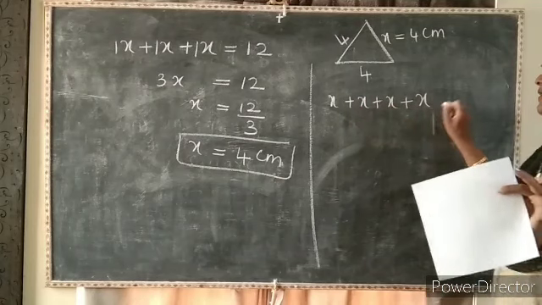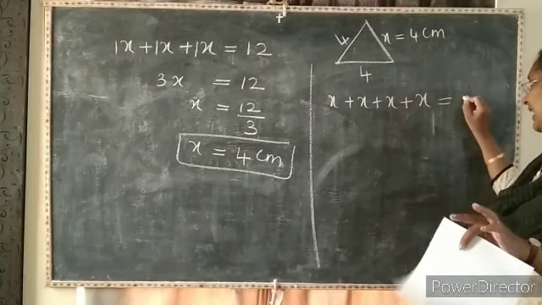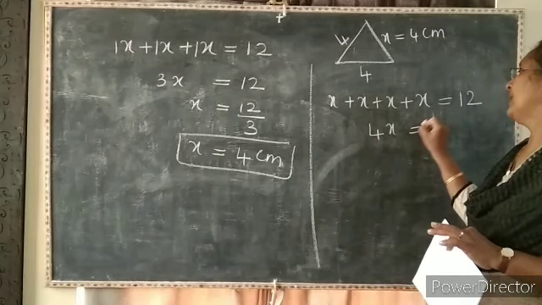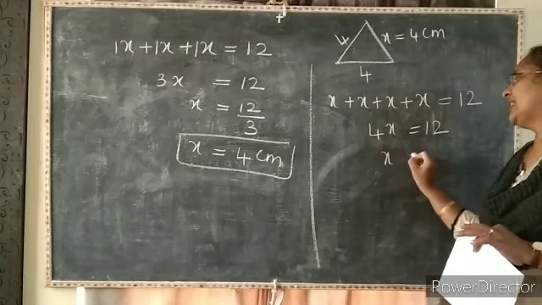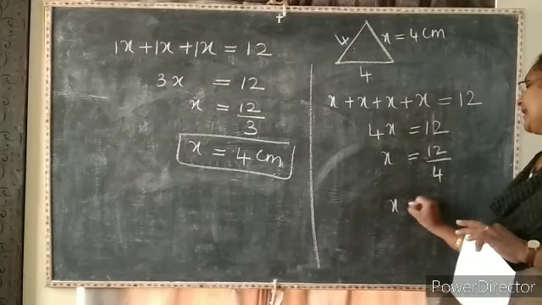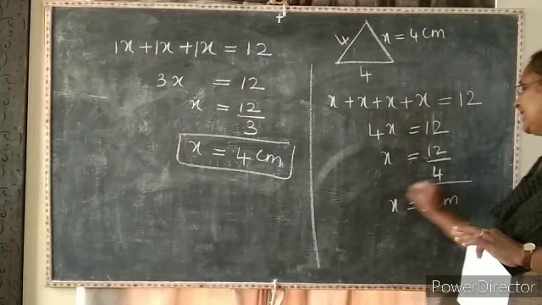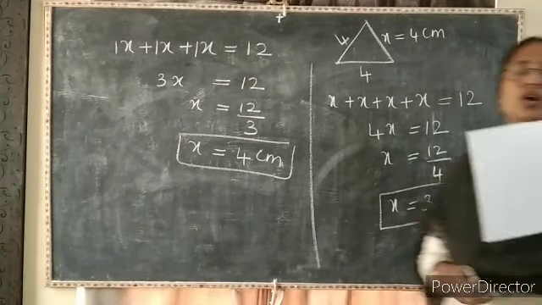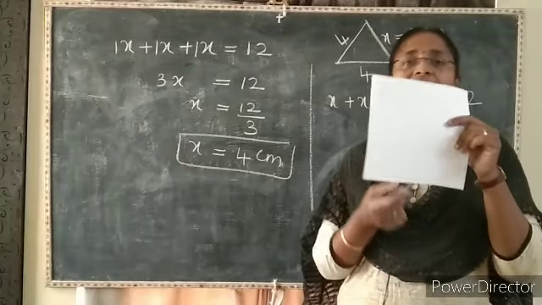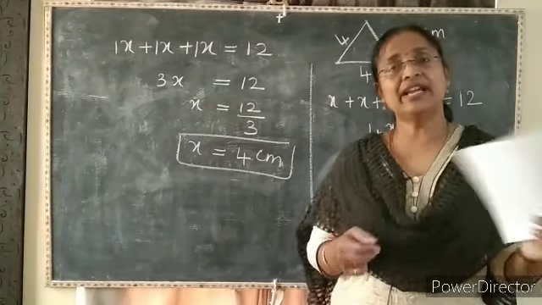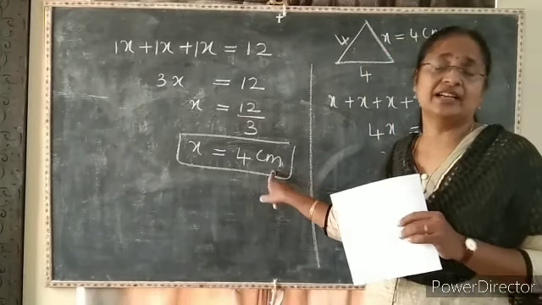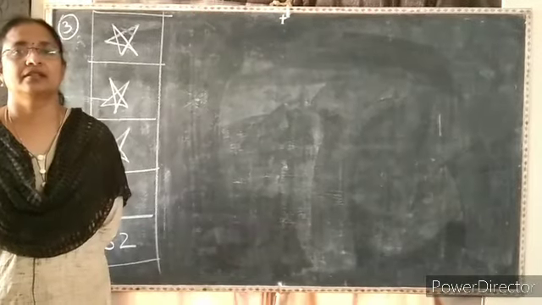All these 4x belong to the same length. How much? 12. So 4x is equal to 12, which means what will be the x value? 12 divided by 4. So x is equal to 3 centimeter. Yes or no? So according to the square, the length of one side of the wire will be 3 centimeter. According to the equilateral triangle, one side is how much? 4 centimeter. Did you understand, students?